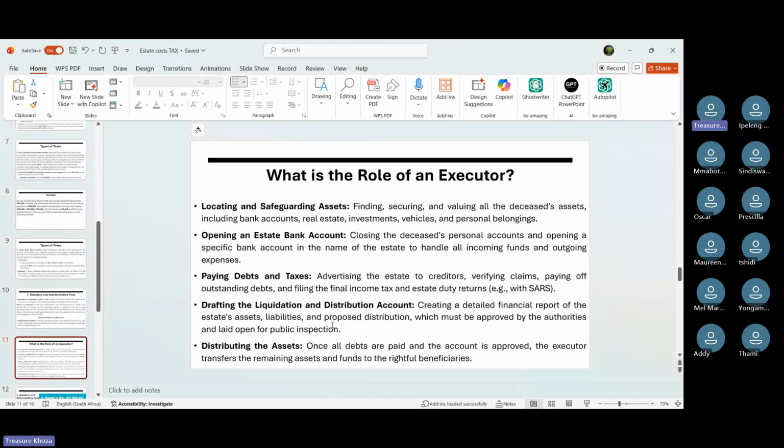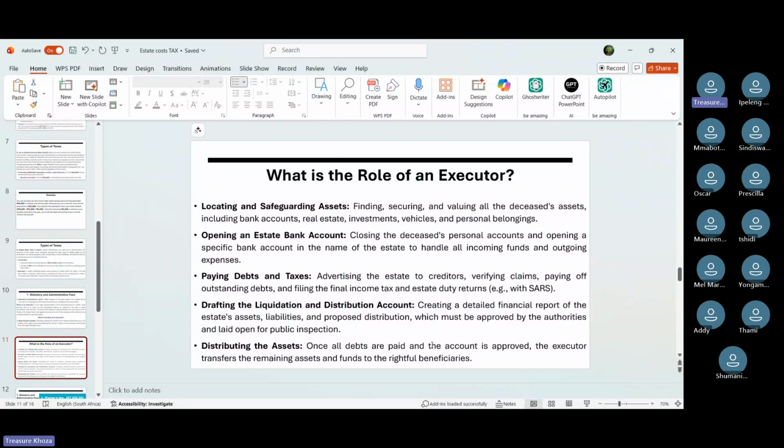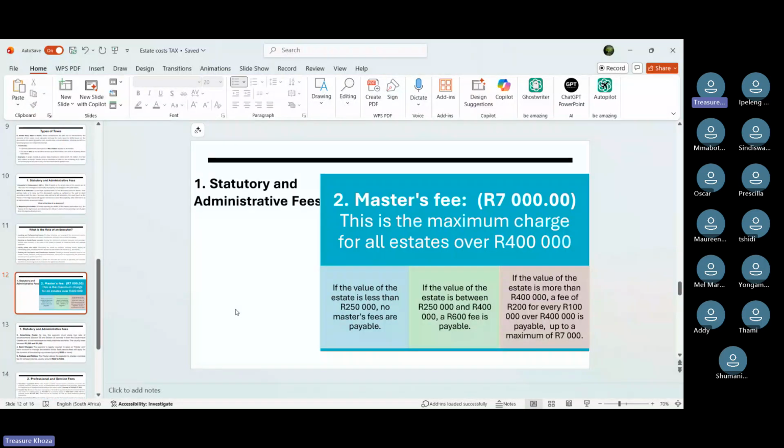The other responsibility is distributing the assets. Once all debts are paid, and the account is approved, the executor transfers the remaining assets and funds to the rightful beneficiaries. Obviously, the beneficiaries will be your children. If you don't have children, then you know who is going to be a beneficiary. After all the process, the executor has the responsibility to distribute everything based on what the will says.